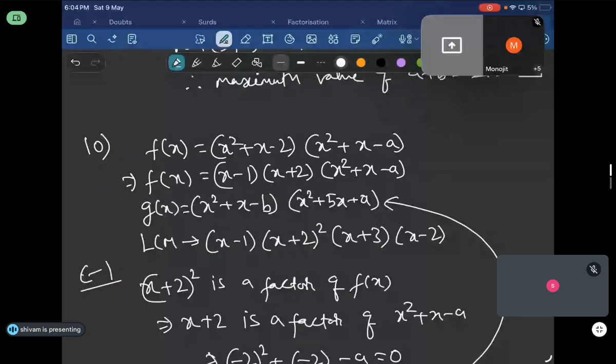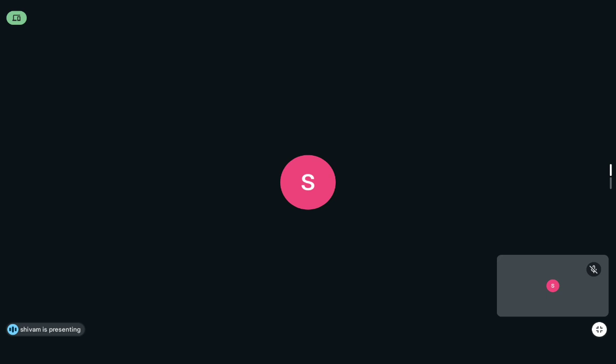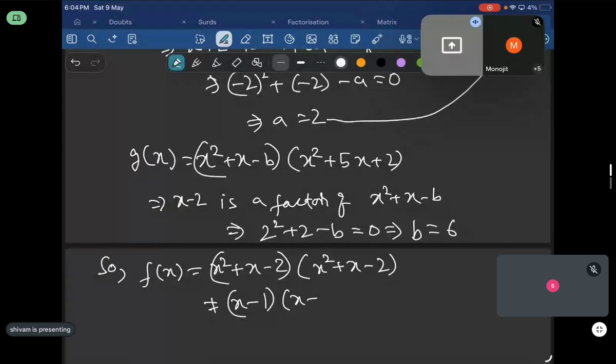Right. But everyone, what will happen? This implies we'll get x minus 1 two times, right? This will become x minus 1 into x plus 2 whole square. Right? So this case is discarded. Tell me. Are people getting why I discarded this case? Arush, is it clear why I discarded this case?